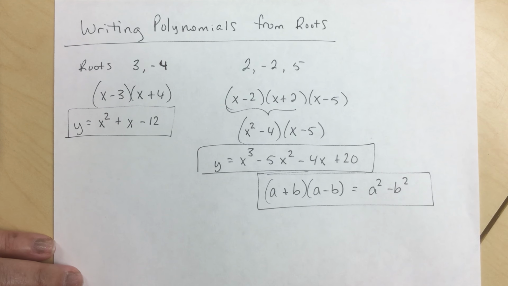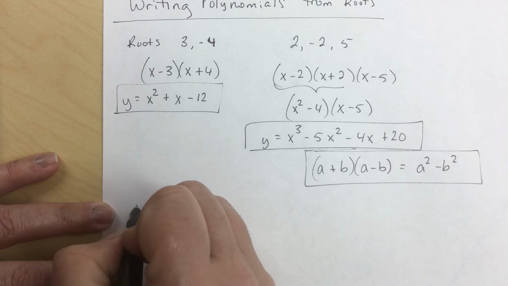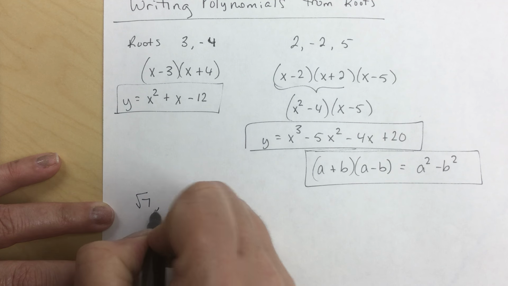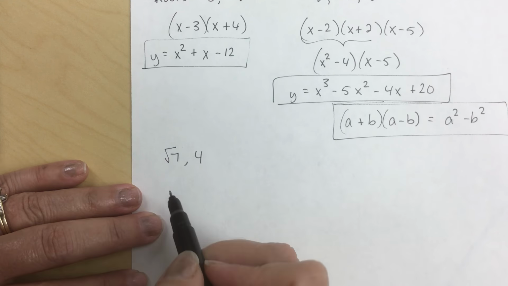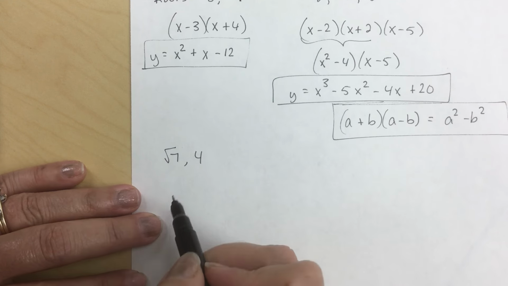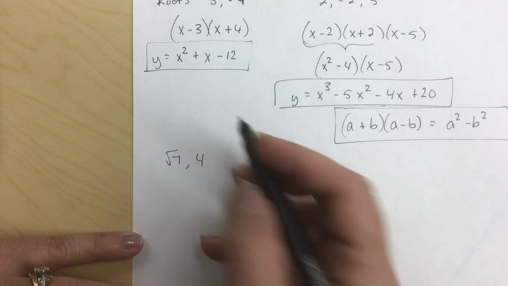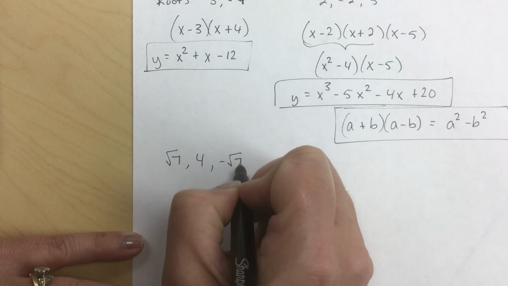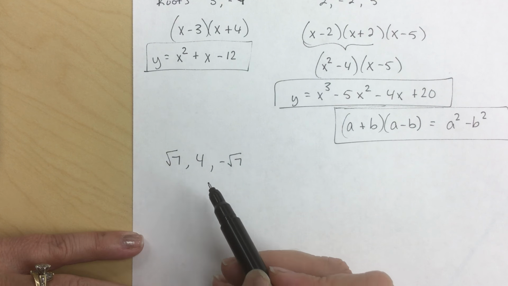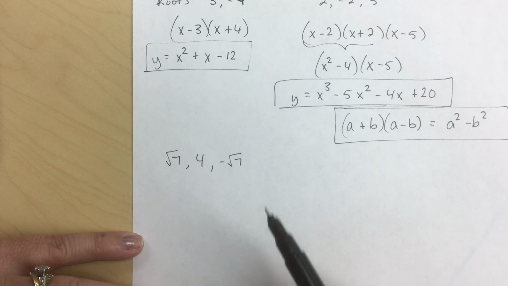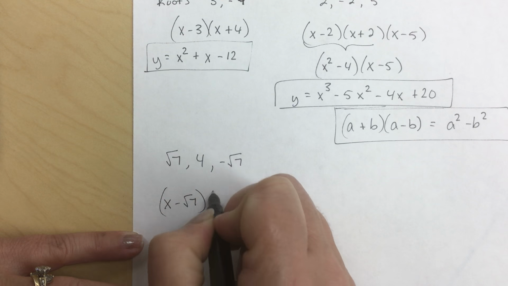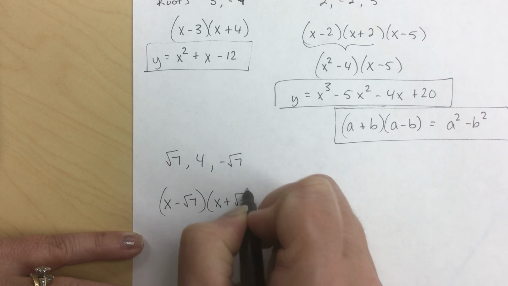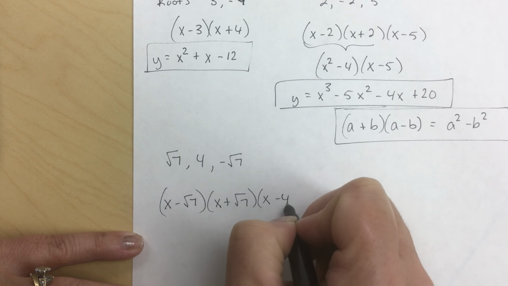Okay, so let's say you have a radical. Let's say you have a radical 7, and let's say you have a 4. Well, if I give you radical 7, you have to know there's also a negative radical 7. I might only give you that one, but you need to know that they come in pairs. You'll never have a radical number without its opposite showing up there. So you would take x minus radical 7 times x plus radical 7 times x minus 4.